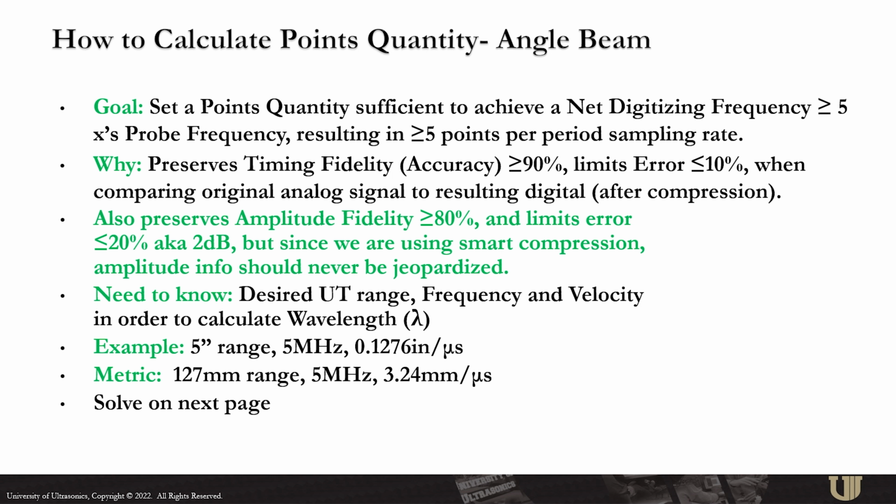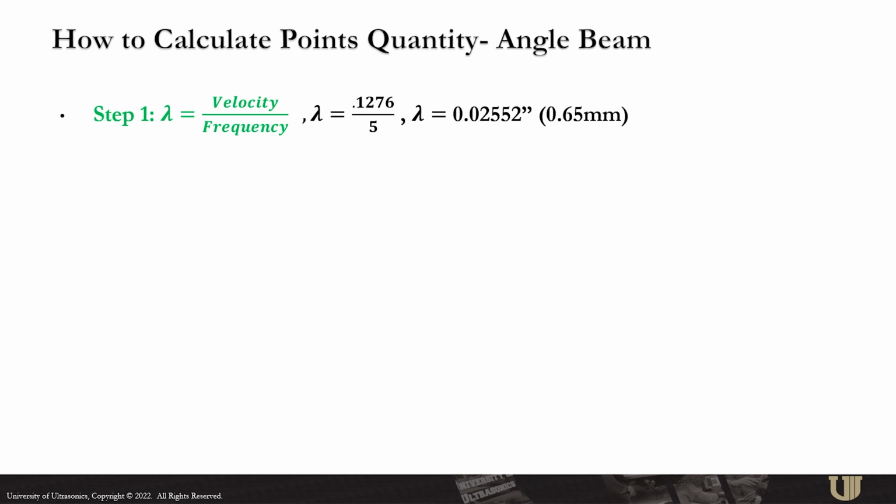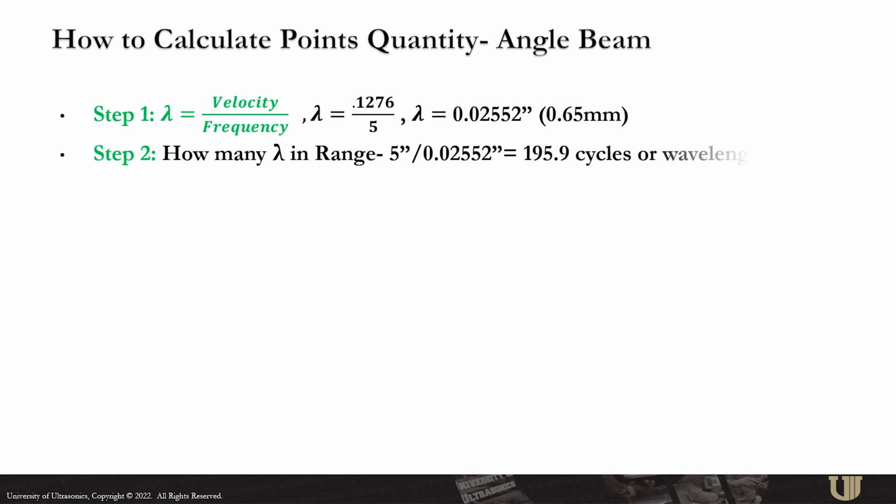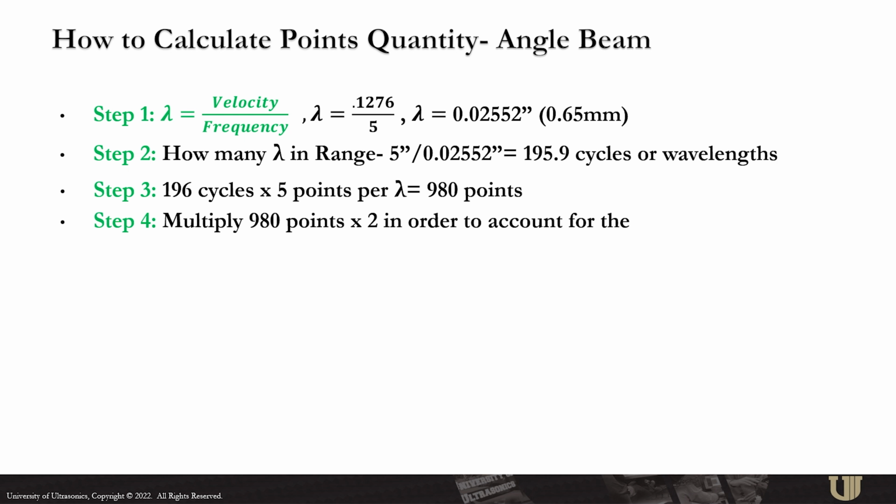The reason I use millimeters per microsecond is if I keep everything in microseconds and I have my frequency in megahertz, they wash out and it's just easier for me to calculate my wavelength. And then we're going to look on the next page and see how to solve it. So again, step one would be figuring out my wavelength. So V over F, and I get about 0.02552 inches, or about 0.65 millimeters.